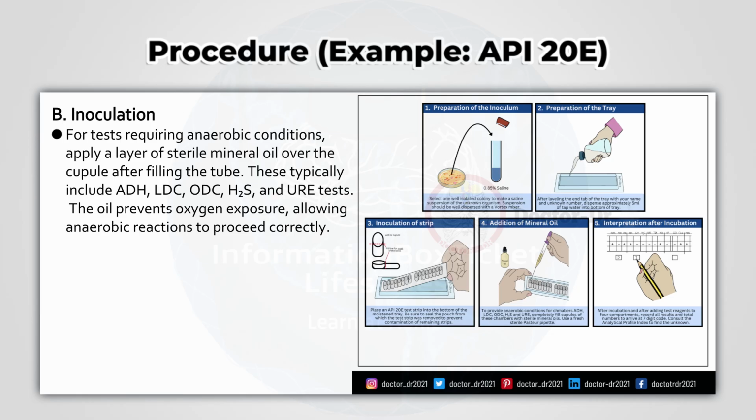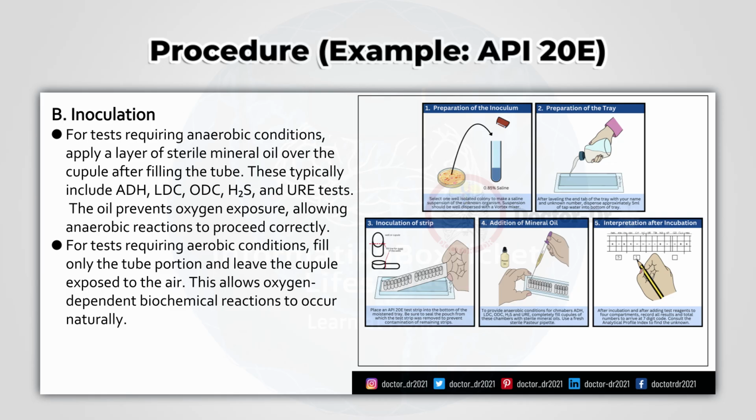For tests requiring anaerobic conditions, apply a layer of sterile mineral oil over the cupule after filling the tube. These typically include ADH, LDC, ODC, H2S, and URE tests. The oil prevents oxygen exposure, allowing anaerobic reactions to proceed correctly. For tests requiring aerobic conditions, fill only the tube portion and leave the cupule exposed to the air. This allows oxygen-dependent biochemical reactions to occur naturally.